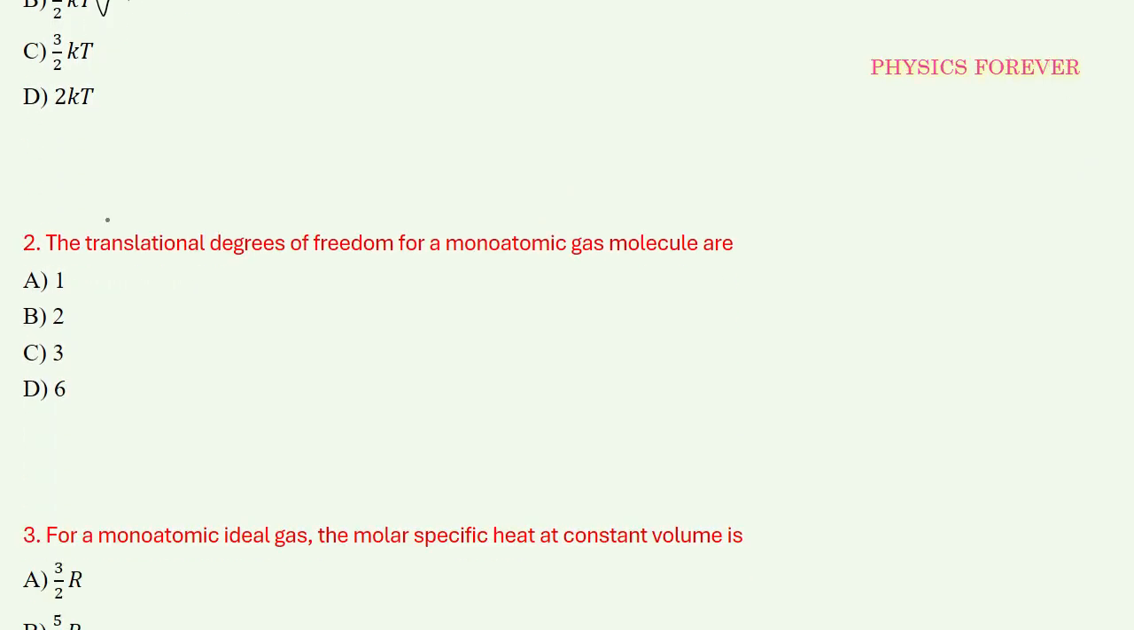Question number 2: the translational degrees of freedom for a monatomic gas molecule. This is the most important. For monatomic gases, what is the degree of freedom for translation? That should be 3. So for monatomic gases, option C is correct.